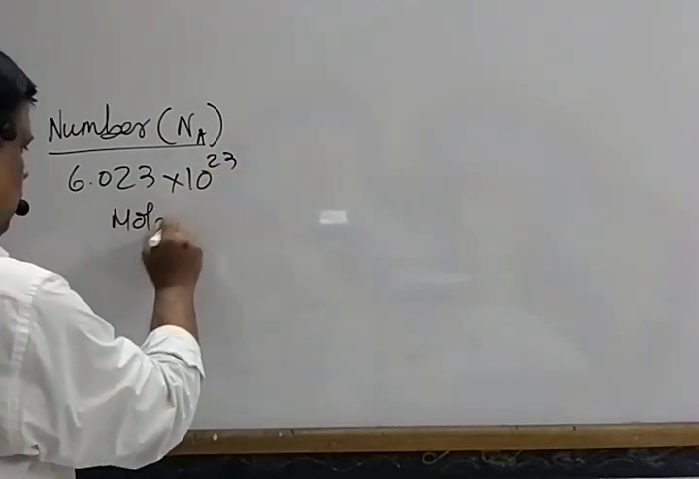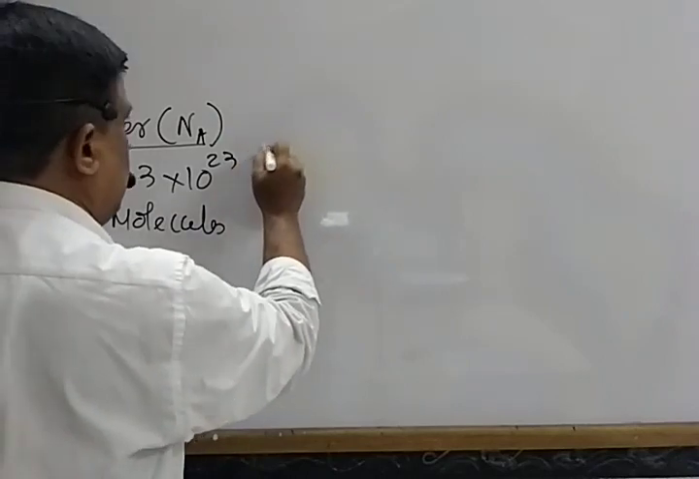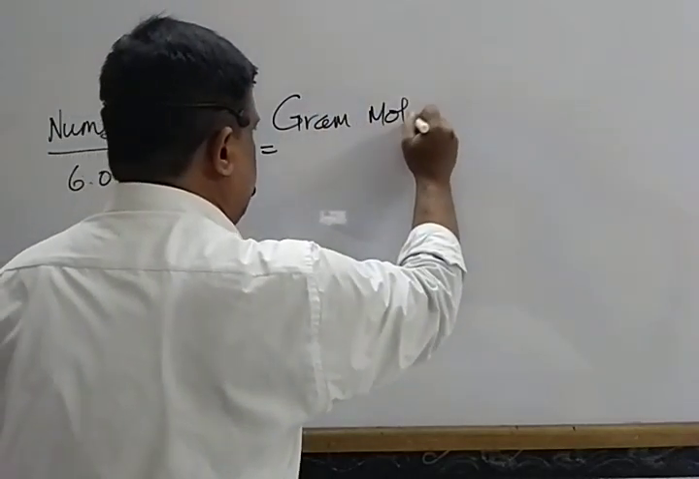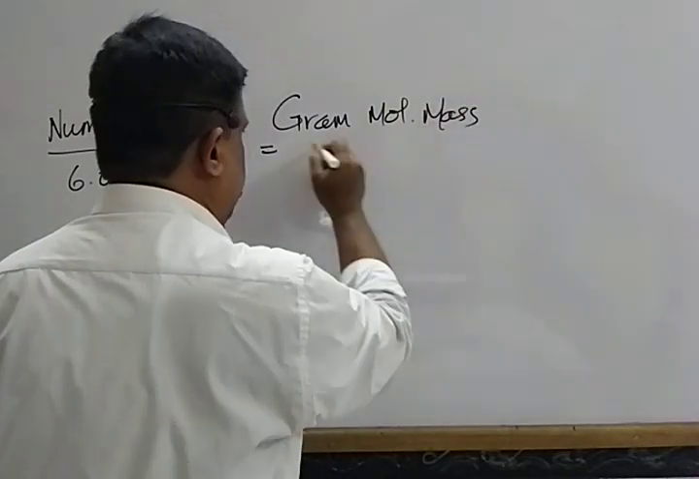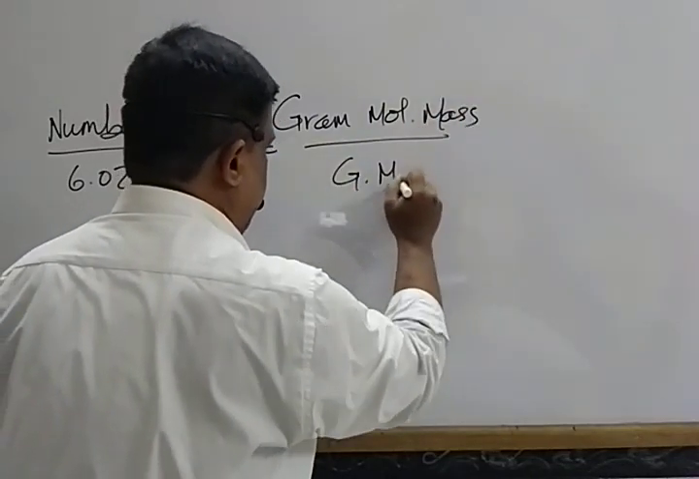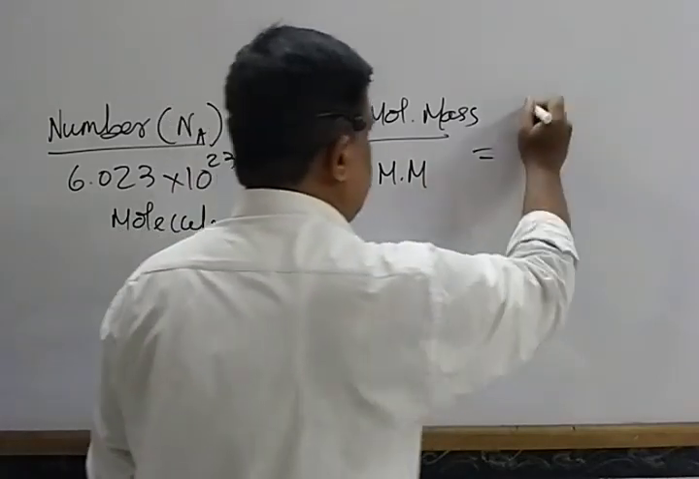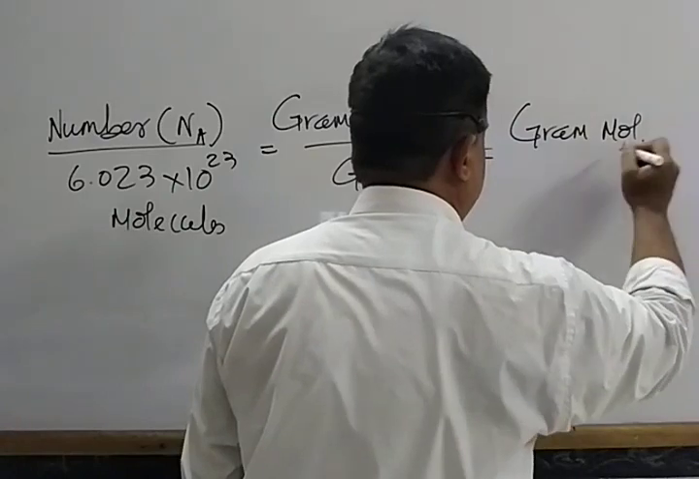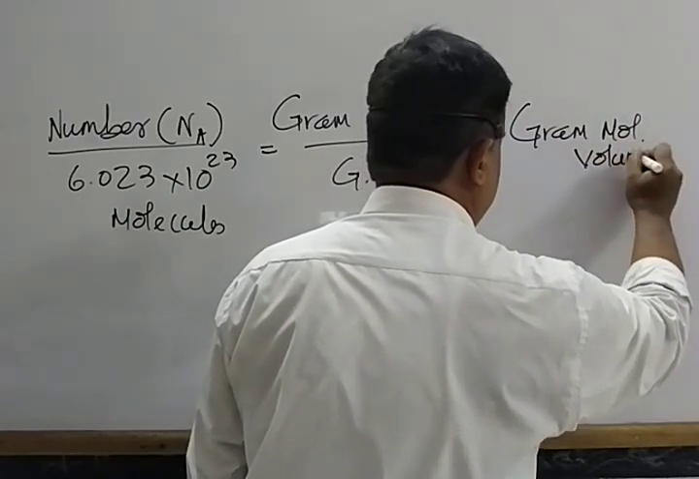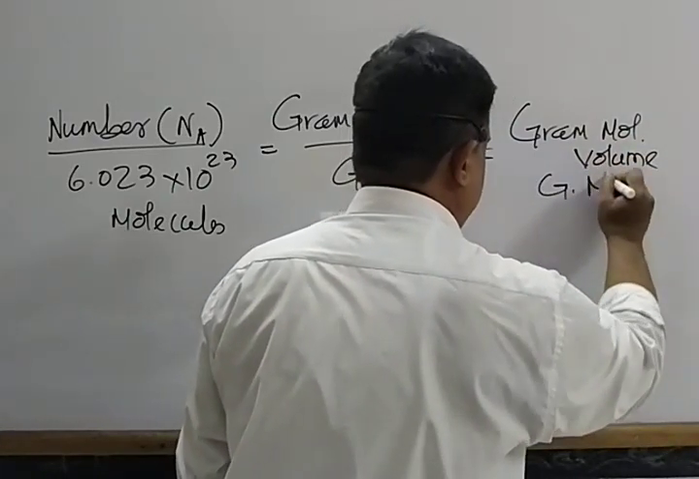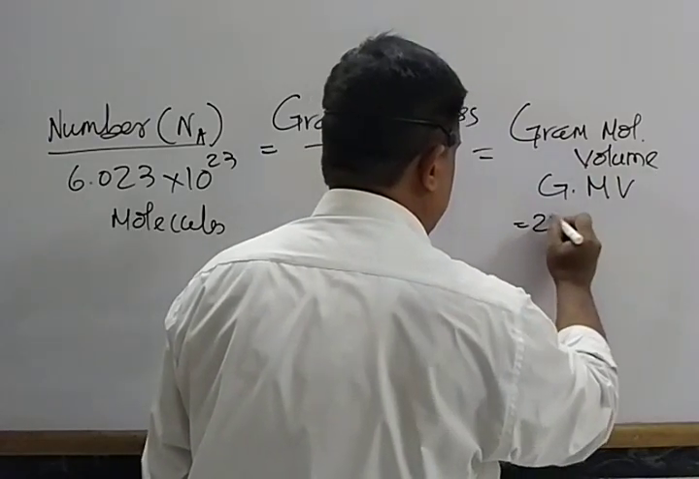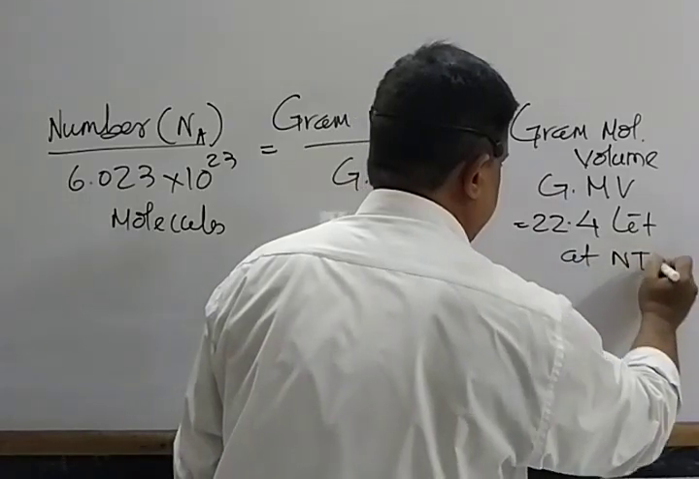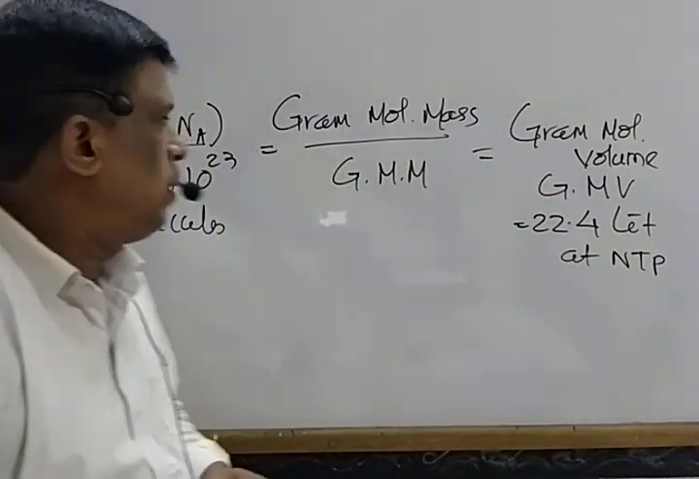In case of molecules, the number is equivalent to gram molecular mass, that is known as GMM, equivalent to gram molecular volume, that is GMV, equivalent to 22.4 liter at NTP. Mark the relationship. I repeat again.